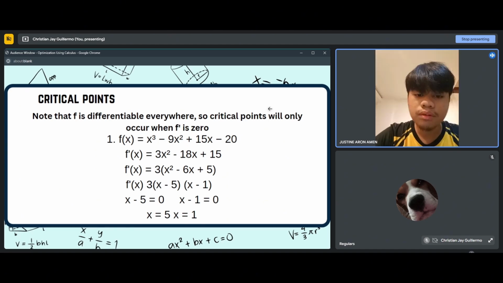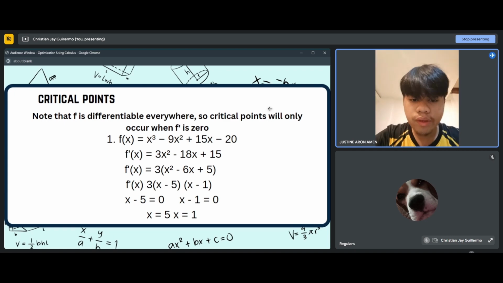So now, we have f'(x) = 3x^2 - 18x + 15. So, why is 3 outside? Because they all have the same factor. They are all divisible by 3. So 3x^2 divided by 3 is x^2. 18x divided by 3 is 6x. 15 divided by 3 is 5. So we have 3 times (x^2 - 6x + 5).